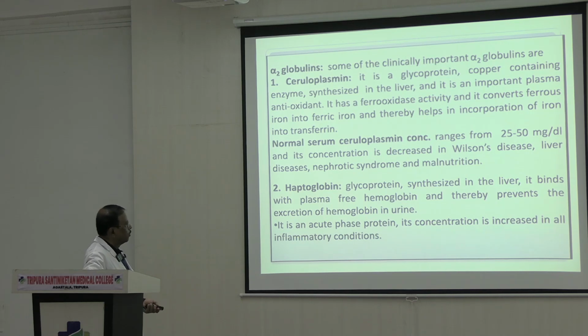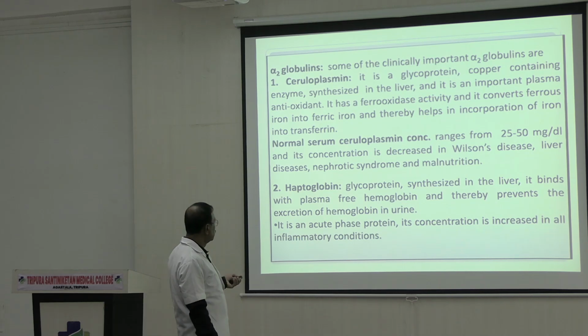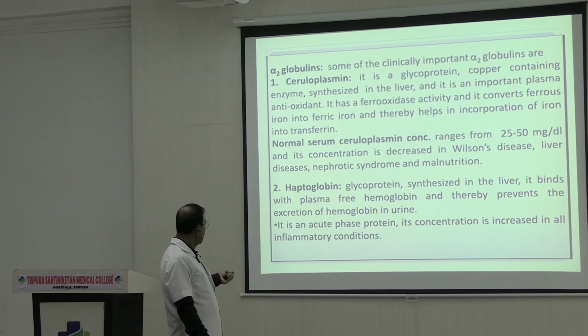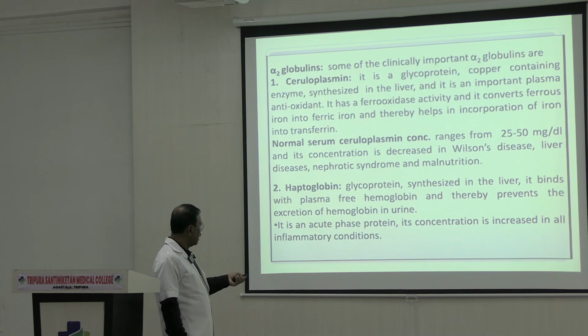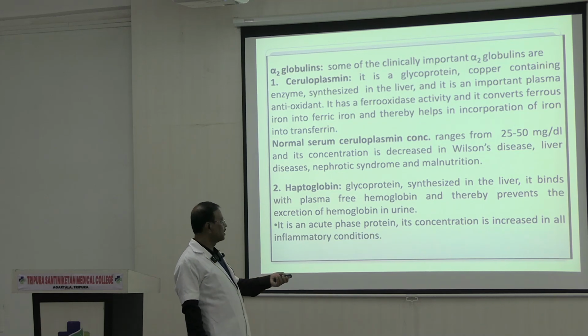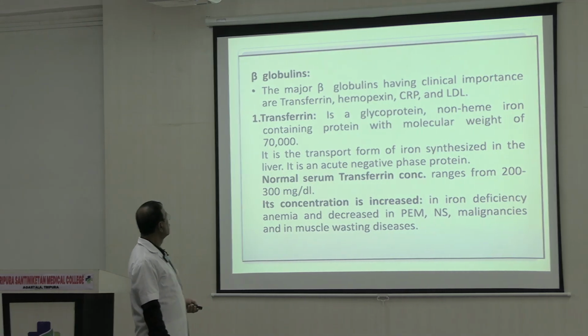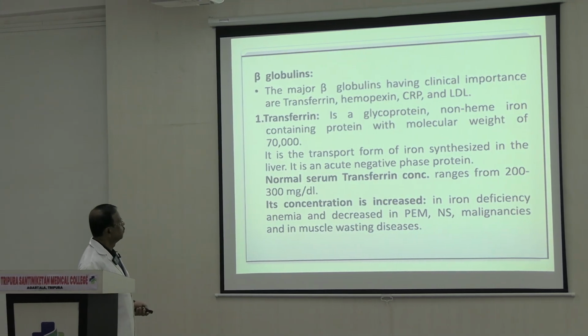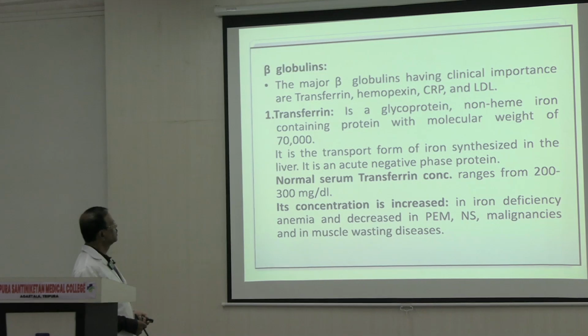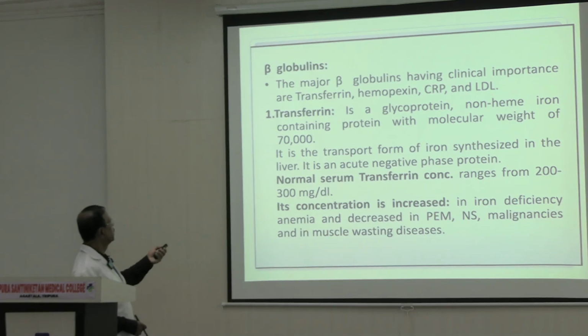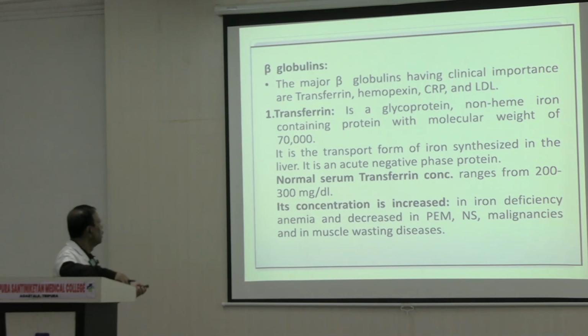Haptoglobin is a glycoprotein synthesized in the liver. It binds with plasma free hemoglobin and thereby prevents the excretion of hemoglobin in urine. It acts as an acute phase protein. Its concentration is increased in all inflammatory conditions. Beta globulins having major clinical importance: transferrin, hemopexin, CRP, LDL. Transferrin and CRP are very important.